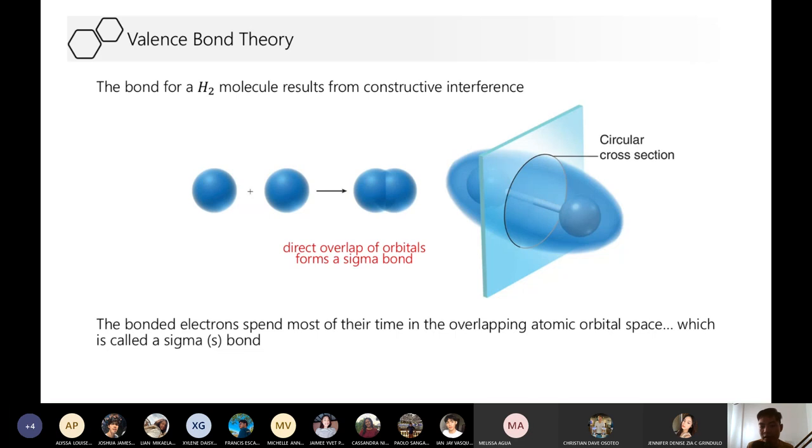If our electrons happen to come together in a constructive interference mode, ibig sabihin, makaka-form tayo ng bonds. If sila ay nagsama sa destructive interference mode, hindi sila makaka-form ng bond, no? So, ganun din yung electrons. Para rin siyang wave, no? So, yun yung kinalaman ng physics sa chem, no?